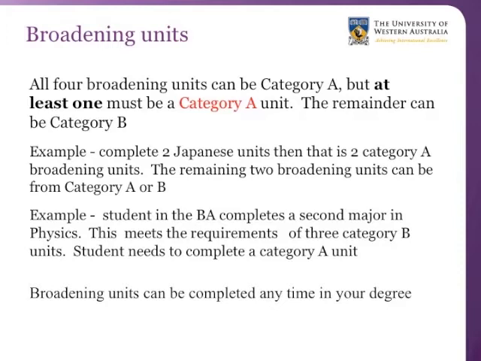Let's look at another example. A student in the Bachelor of Arts completes a second major in physics. By doing this, they meet the requirements of Category B broadening. They've completed the equivalent of 3 Category B broadening units, and so they only then need to complete 1 Category A broadening unit. It's important to note that broadening units can be completed at any time in your degree. You don't need to complete them in your first semester, your first year, or spread them out evenly over your degree.